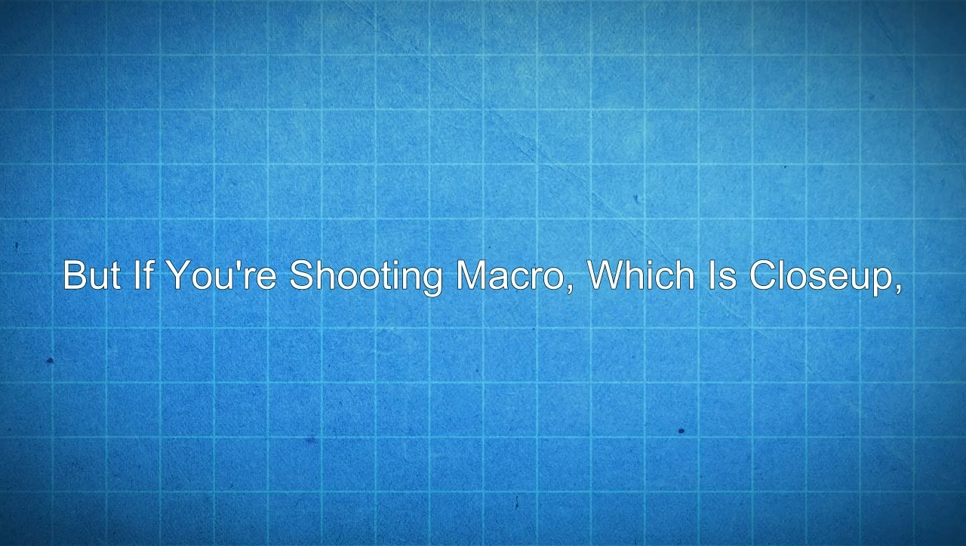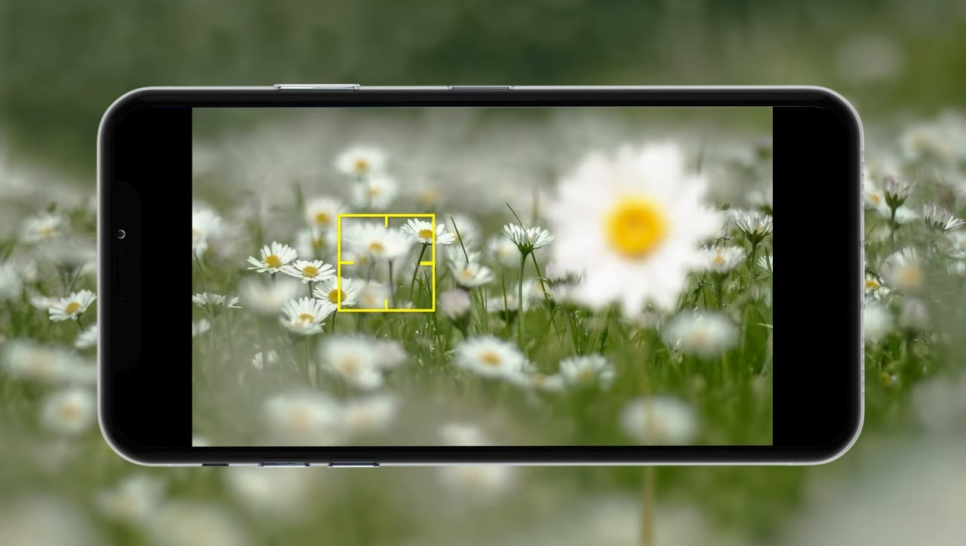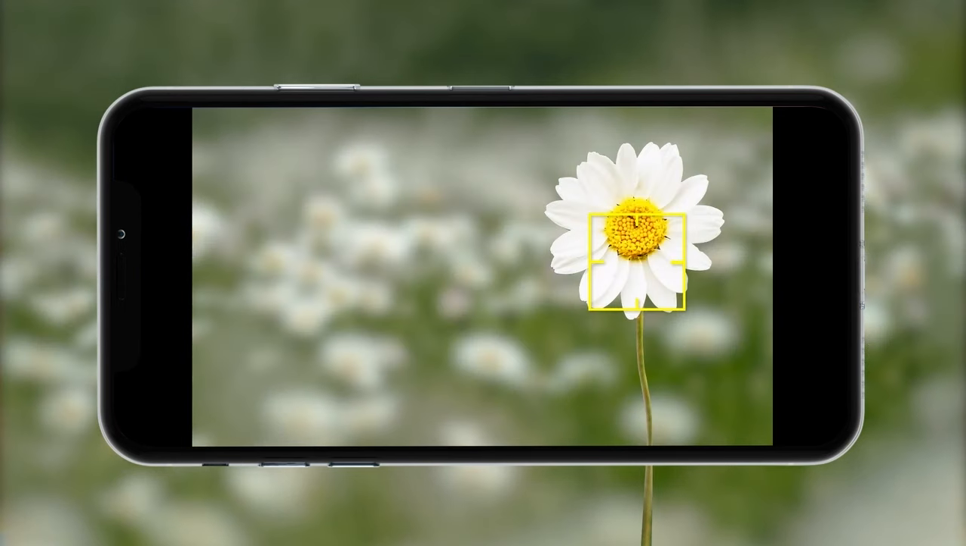But if you're shooting macro, which is close up, you may need to change your focus. Start by putting the camera up close to an object in your nearby surroundings. You can now tap on the screen in the background to focus on the back of the image, or you can tap on the subject in the foreground that's closer to the camera to put focus back on the subject.